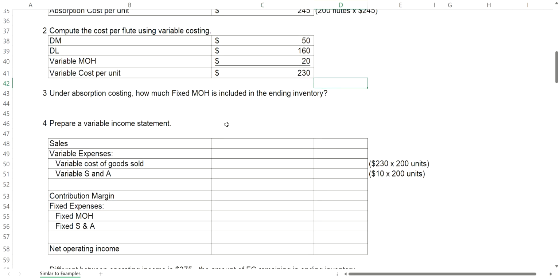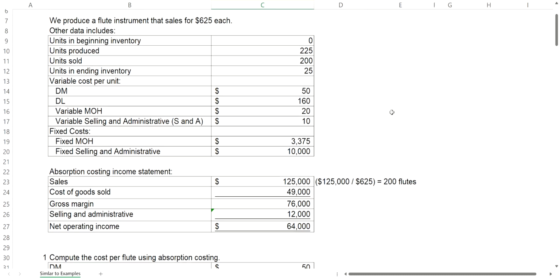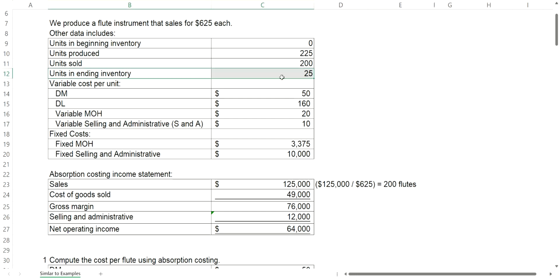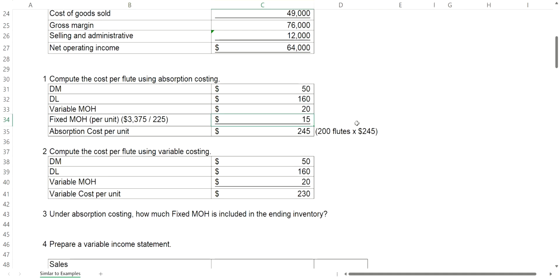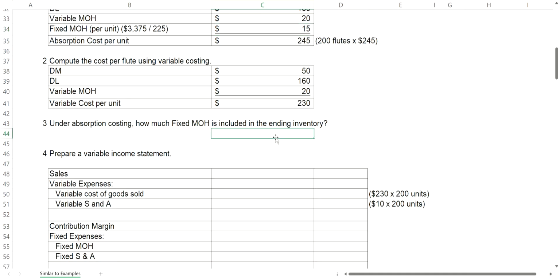Now, it'll make more sense in a moment in step 4 when we put together the variable income statement about how the manufacturing overhead is expensed for the fixed part of it. But in this case, let's go ahead and answer question 3. How much of the fixed manufacturing overhead would remain in the ending inventory? Well, we have 25 units in ending inventory, and the fixed manufacturing overhead per unit is $15. So if I take 25 units in ending inventory times the fixed manufacturing overhead of $15 per unit, that gives me $375 of the fixed manufacturing overhead remains in those 25 units that are still not sold.